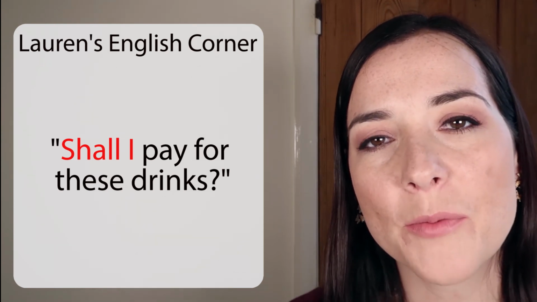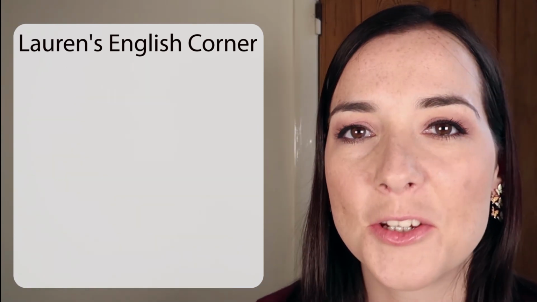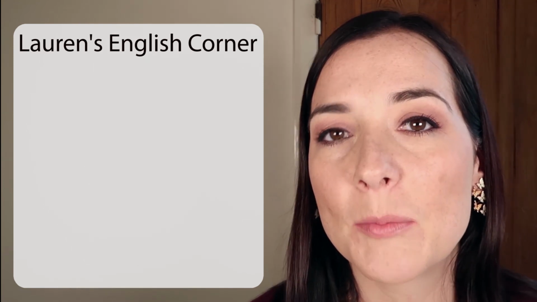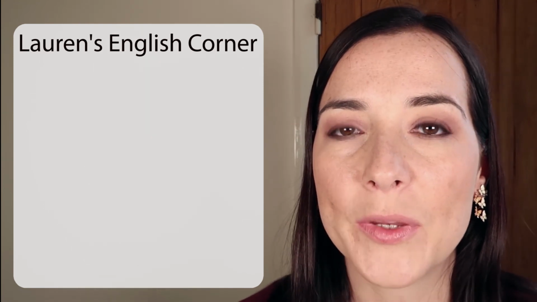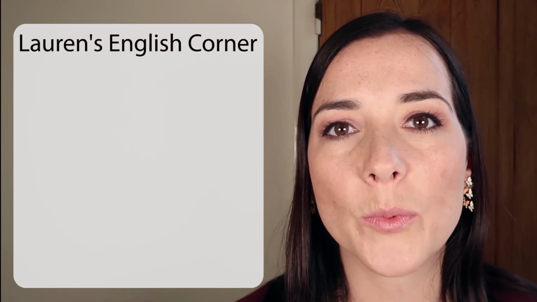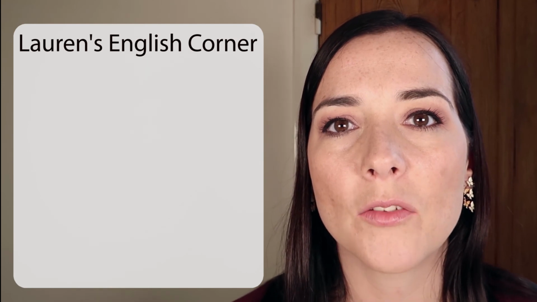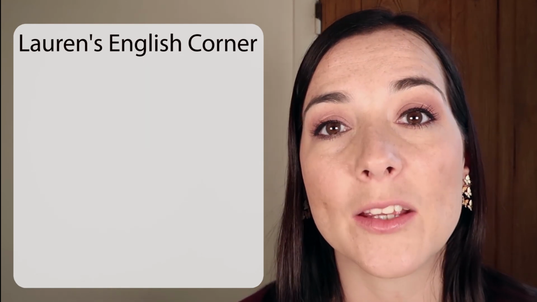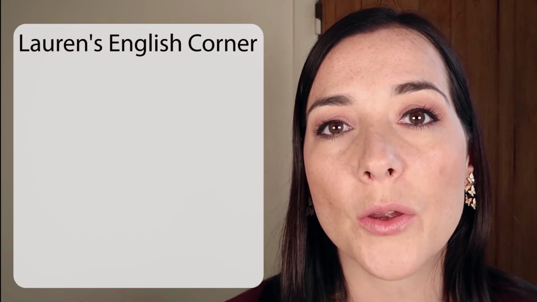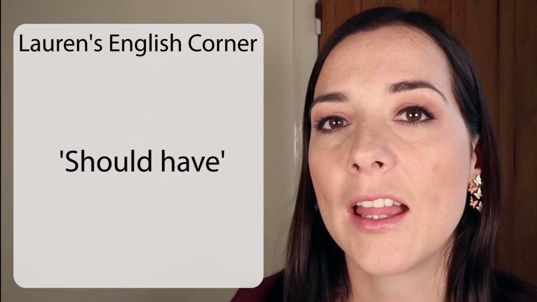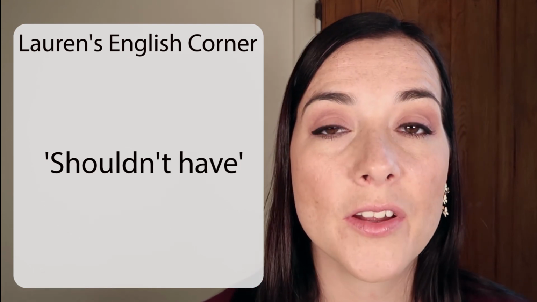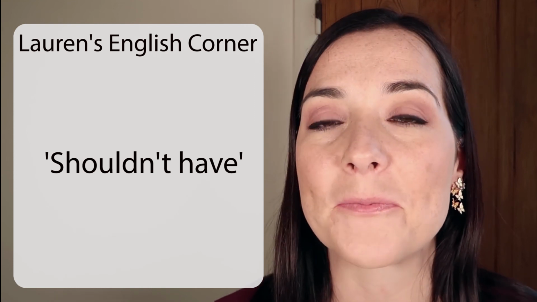Okay, so that's it for the modal verb should and shouldn't. We can use it for giving advice, making suggestions. We can talk about should be for things that we think should be true, things that we want to be true, or we think we deserve to be true. And also we use should have for things that we wish to be true, and shouldn't have for things that we wish we didn't do.